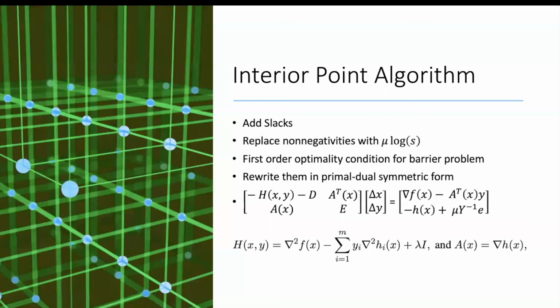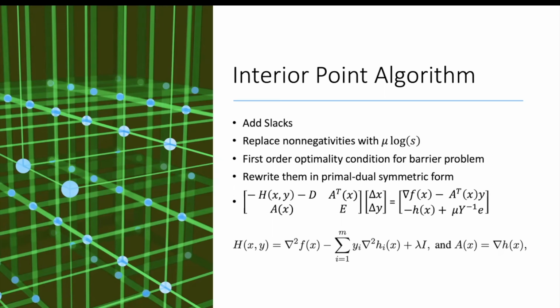The standard interior point algorithm can be described as follows. Step 1, add slack variables s to replace all the inequalities and non-negativities. Step 2, replace non-negativities with logarithmic barrier terms in the objective, that is in the form mu log s, where mu is a positive barrier parameter and s is a slack variable. Step 3, write first order optimality conditions for the barrier problem. Step 4, rewrite the optimality condition in primal dual symmetric form.